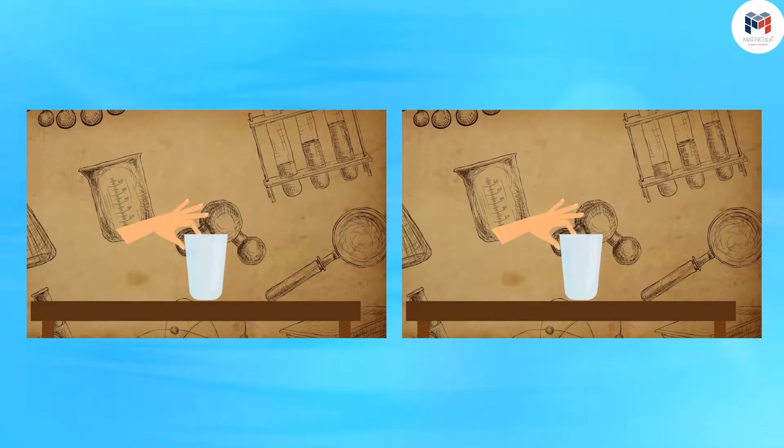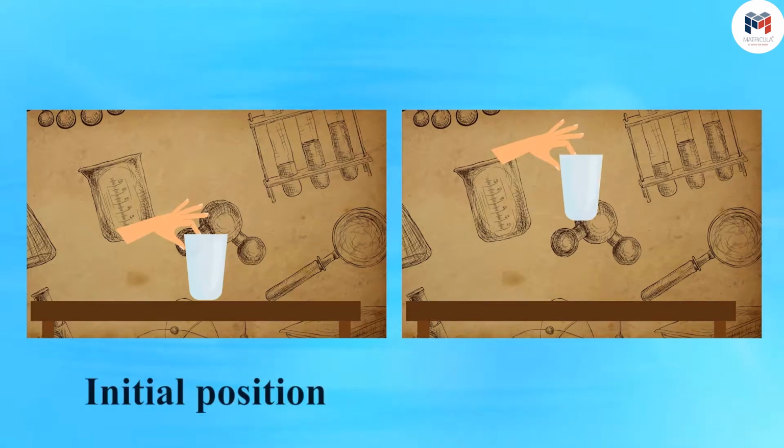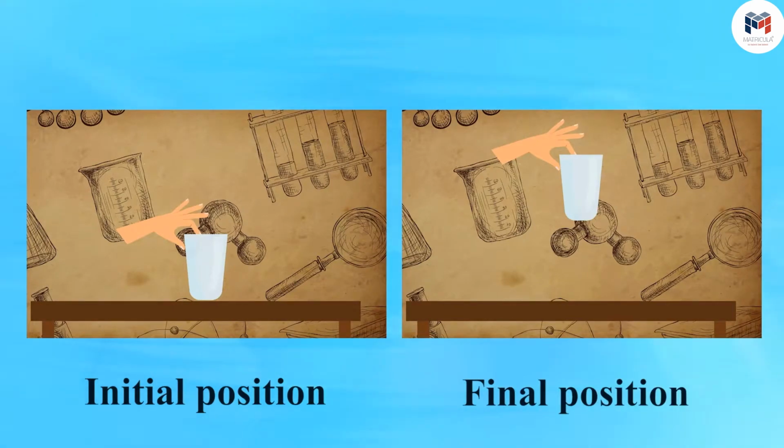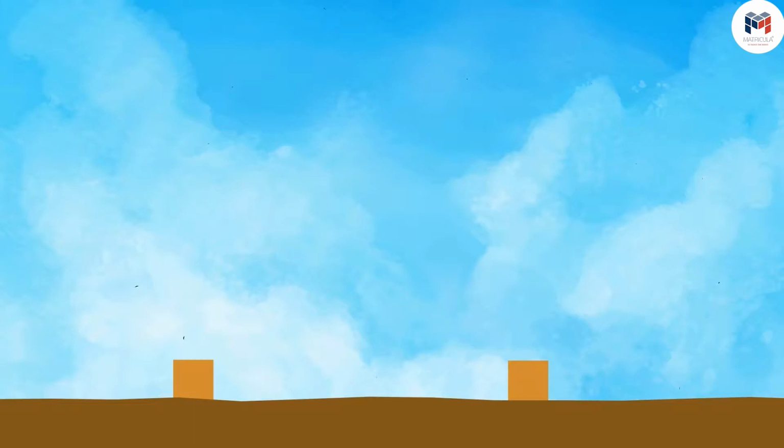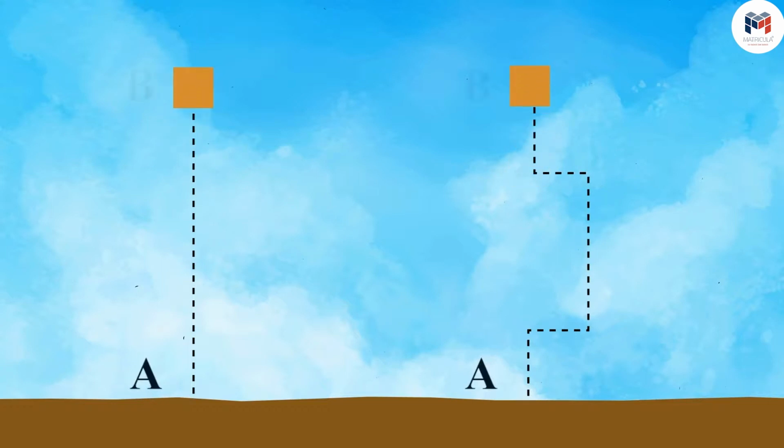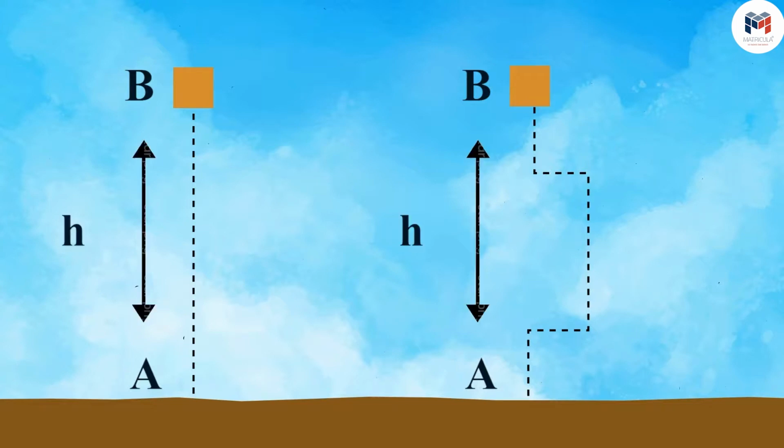When an object is raised to a certain height, then the work done on the object depends on the difference between the vertical heights of the initial position and final positions of the object, and not on the path taken by the object. Take a look at these two images, where two objects take two separate paths to reach from position A to position B. Here, AB is equal to h. In both the cases, the work done on both the objects is mgh.